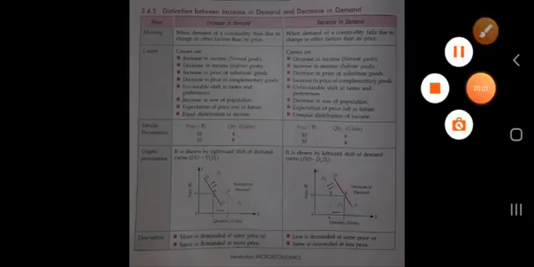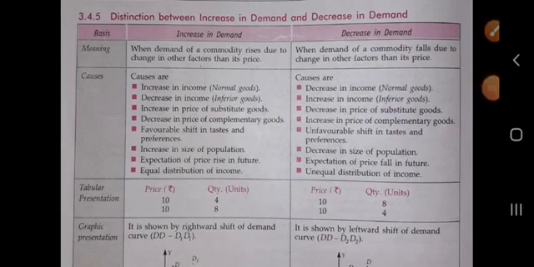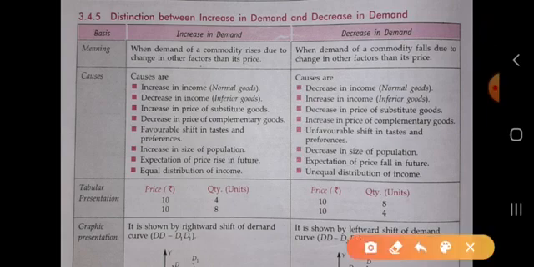Now the next is increase in demand and decrease in demand. What is the difference between increase in demand and decrease in demand? Meaning, when the demand of any commodity rises due to change in other factors, other than price. Here we are not studying the relation between the quantity demanded and the price. We are studying the relation between the quantity demanded and the other factors which affect the demand. So when the demand of the commodity rises due to change in the other factors, it is called the increase in demand.